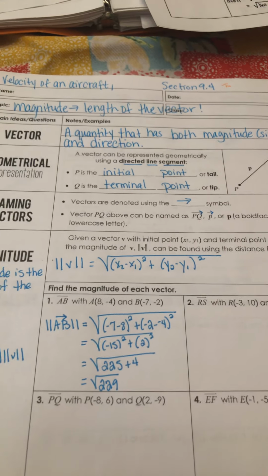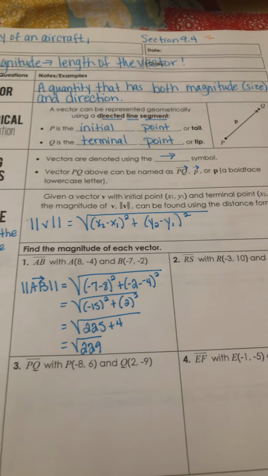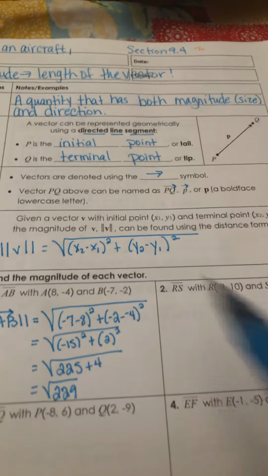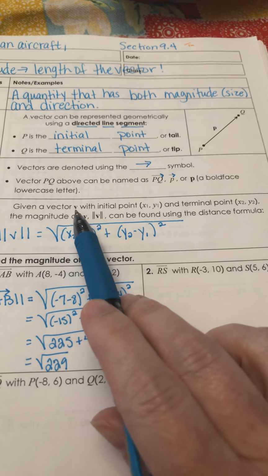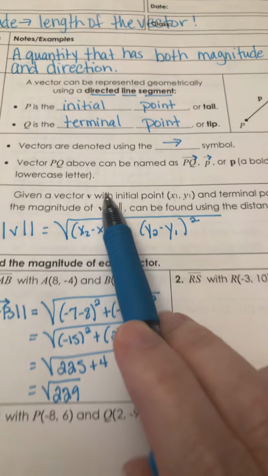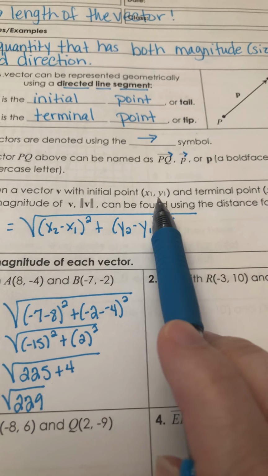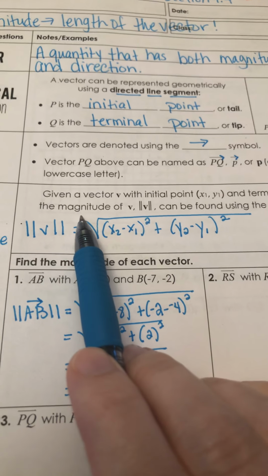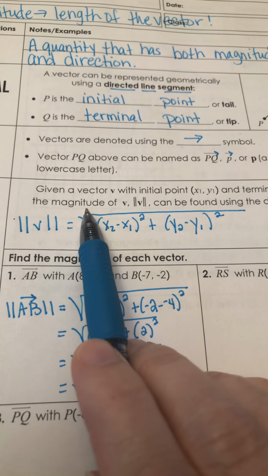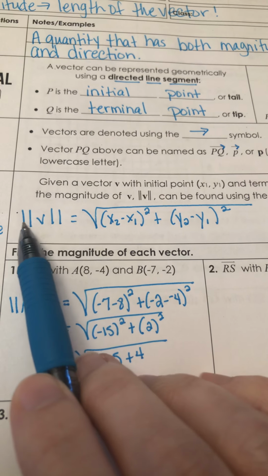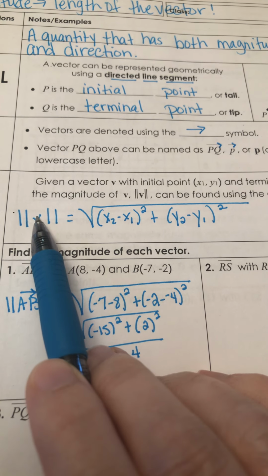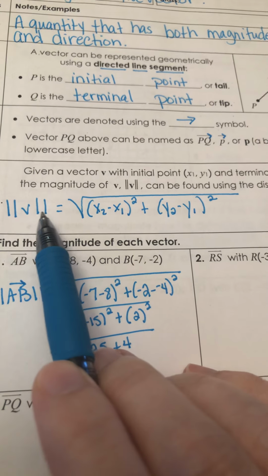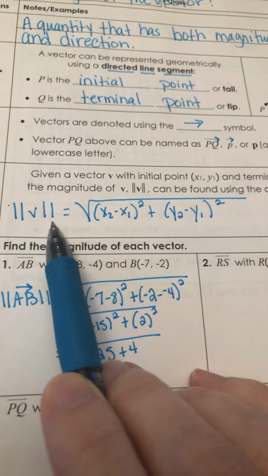Now, magnitude, again, remember, is the length of a vector. The length of a vector can be found by simply using the distance formula. Given a vector V, in boldface, it has an initial point x1, y1, and a terminal point x2, y2. We want to find the magnitude, which is the length of the vector. Anytime you're finding magnitude, it's denoted by the name of the vector with parallel vertical lines on each side.